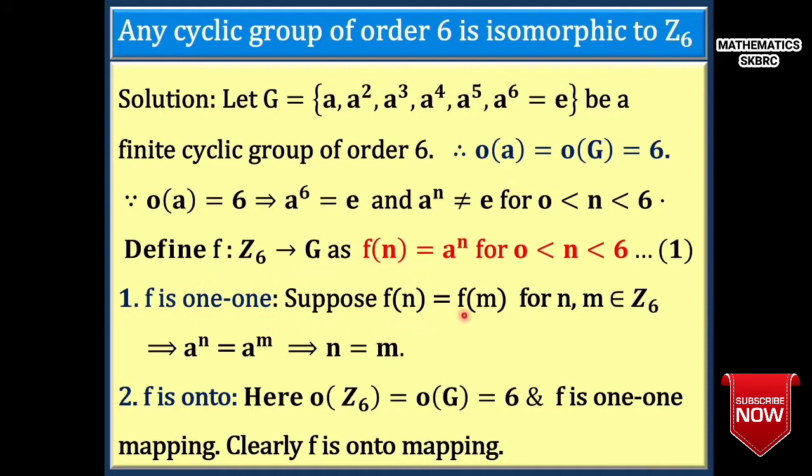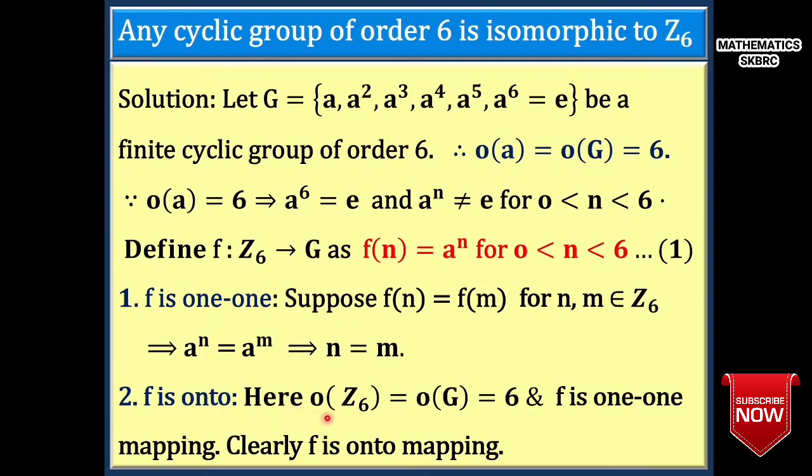Suppose f(n) = f(m) for n, m belonging to Z6. Since n belongs to Z6, f(n) = a^n. Since m belongs to Z6, f(m) = a^m. Since f(n) = f(m), that gives a^n = a^m, which gives n = m. Clearly, f is a one-one mapping. Second, f is onto.